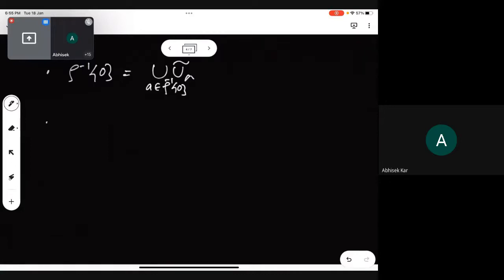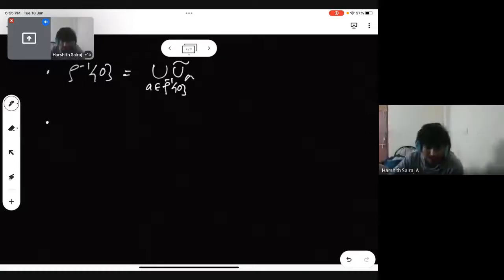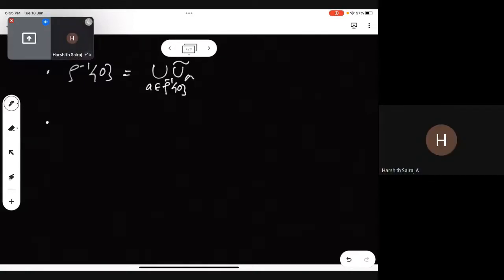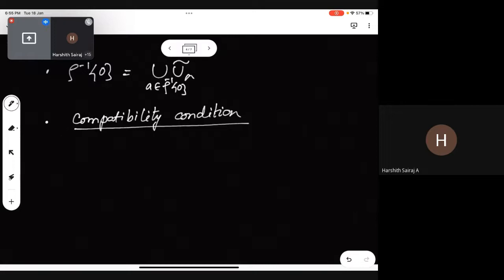So what is the next thing? Any two should be compatible. Yeah, any two should be compatible. So how do you show it? Any idea? So the compatibility condition, or rather, we look at transition functions. The transition functions being smooth is the compatibility condition which is required.